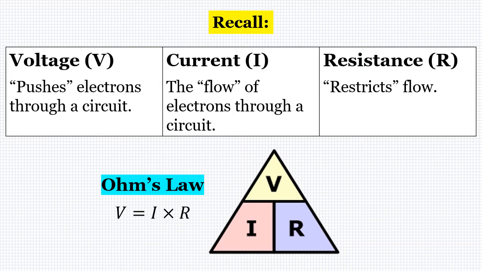Then we talked about Ohm's Law. Ohm's Law is voltage equals current times resistance. And then we learned that you can use the triangle for this formula.